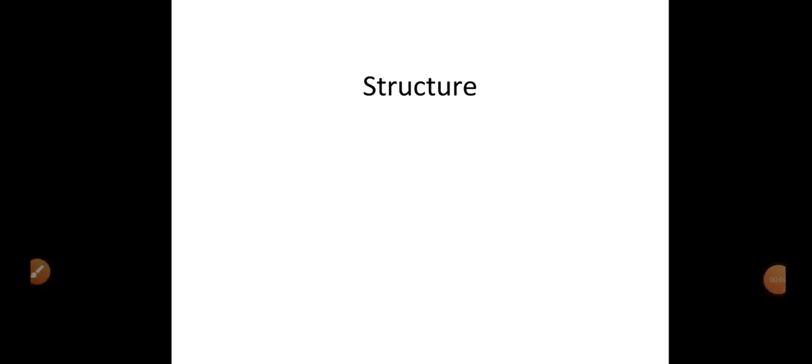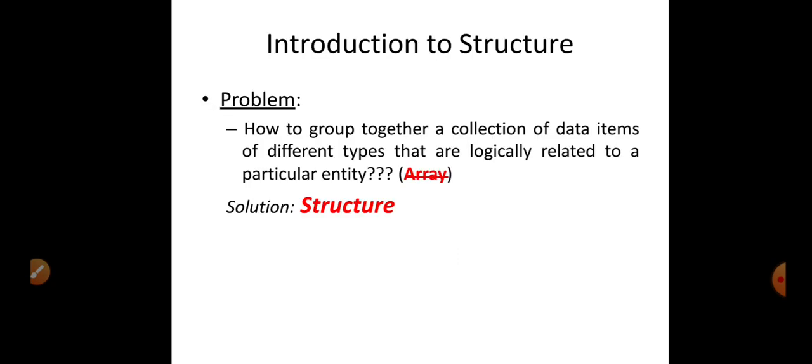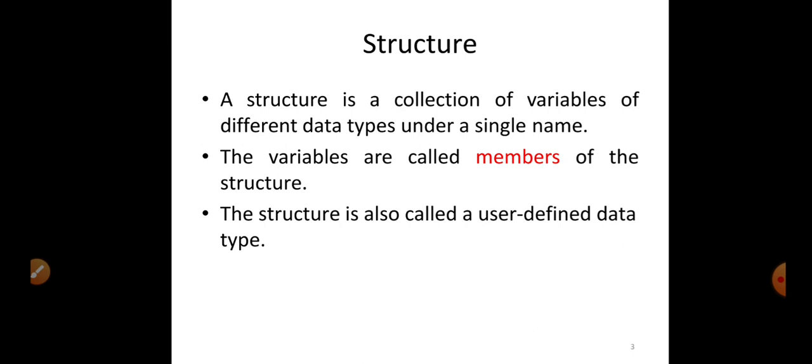Today I am going to explain structure. So, we know that an array is a collection of elements having the same data type. But if I want to make a collection of variables whose data types are different, then we can use structure. Okay, so what is structure?